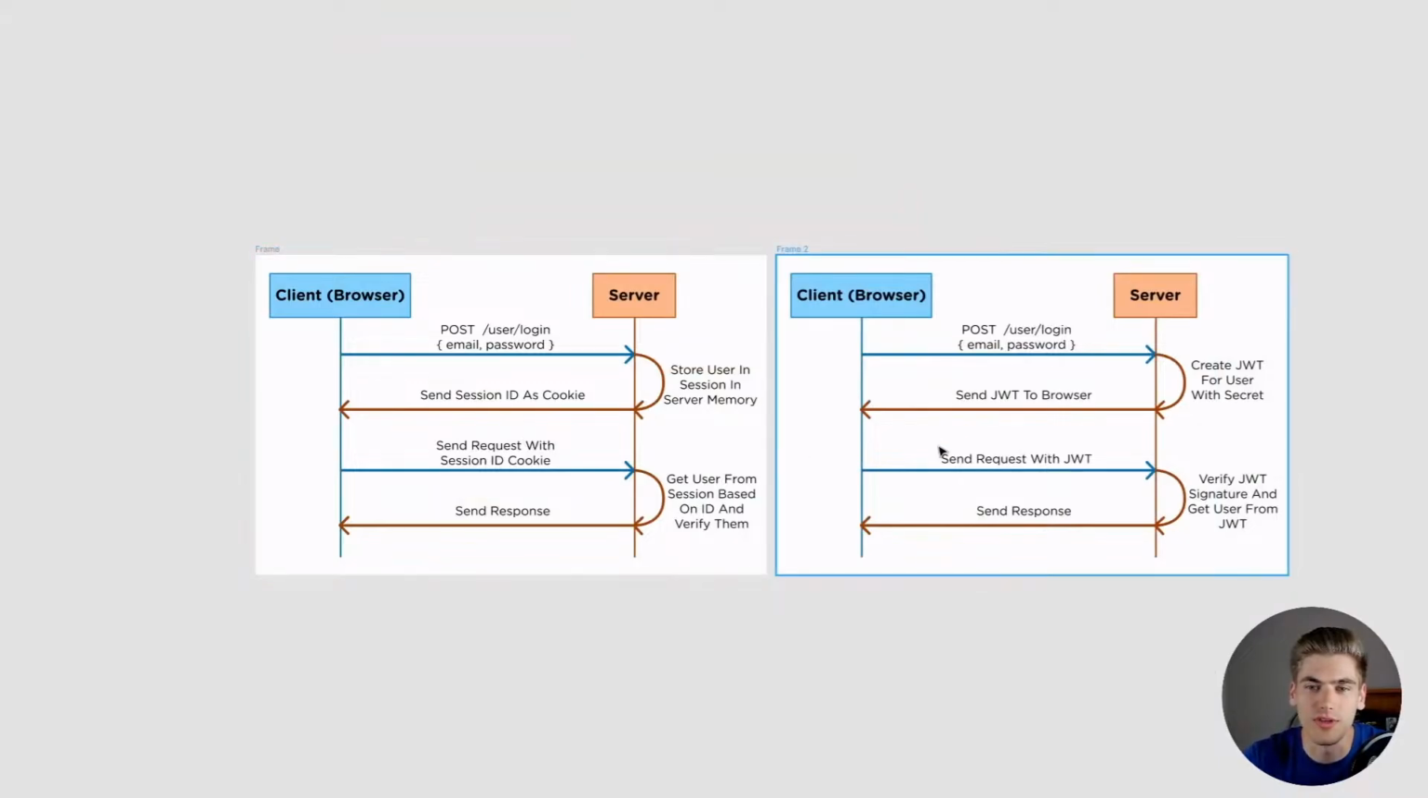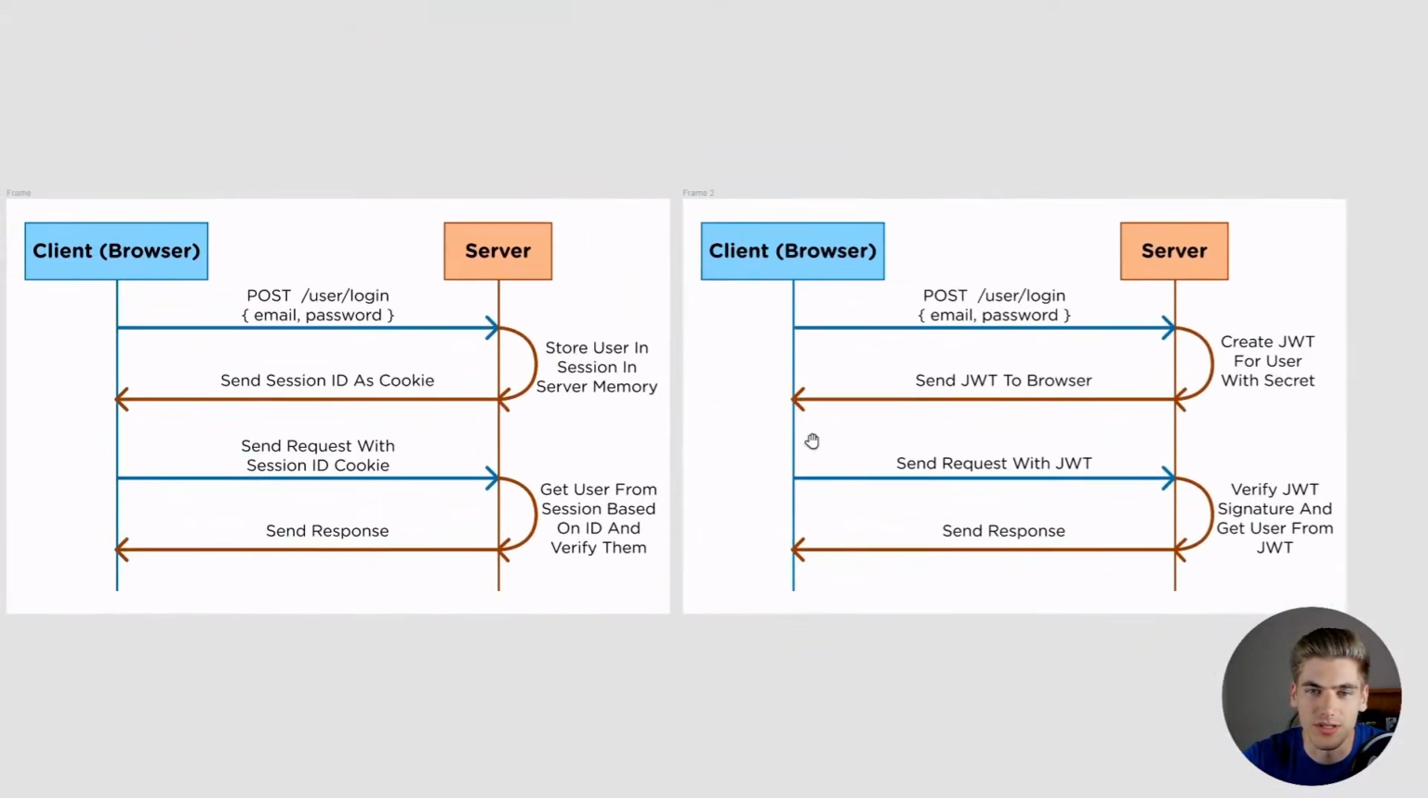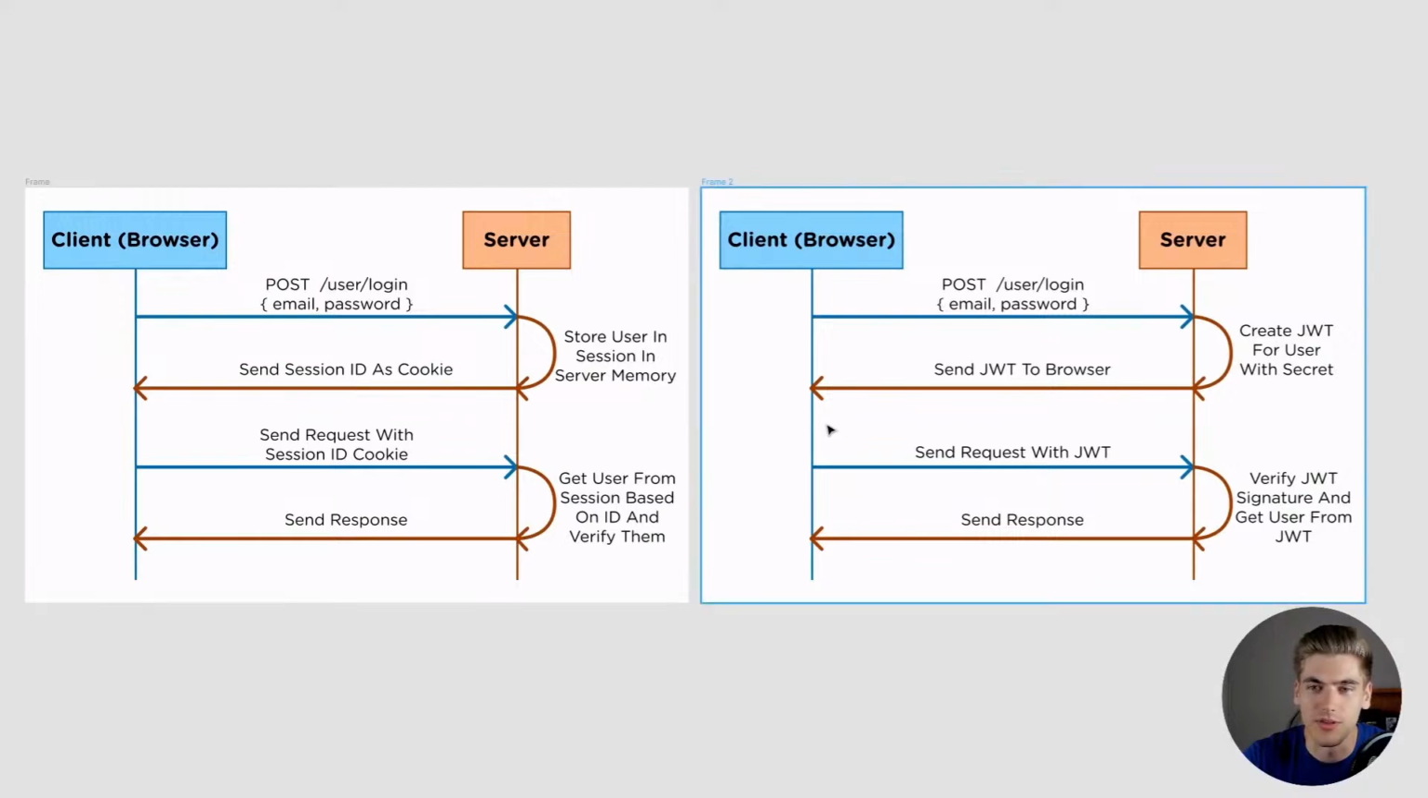The other form of authentication we have here is JWT. So I'm going to get these so we can see both of them on the screen. And it works very similarly at the beginning. We make a post request with our email and password and we send that along to the server just like before.